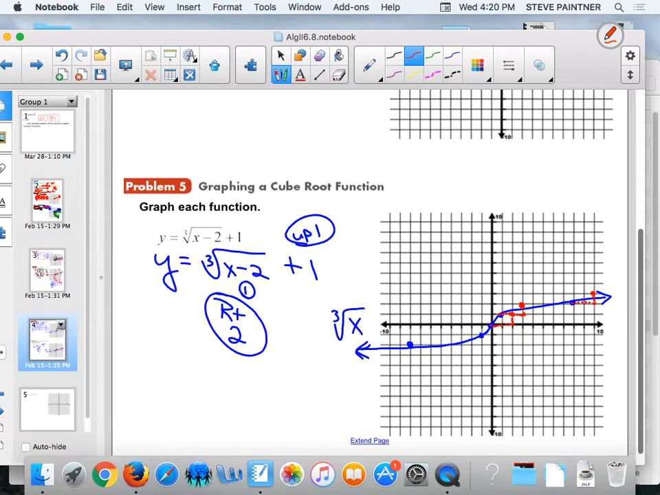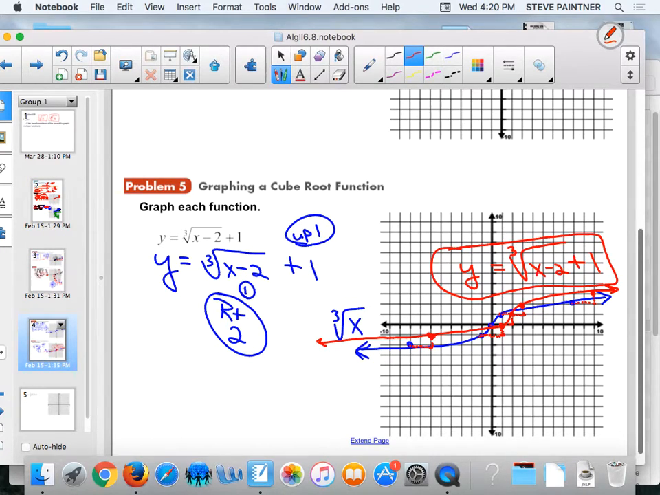Now I gotta go down here. Right 2, up 1. And then this last one way down here, over here, this is right 2, up 1. So it goes this way, it hits this point, then this point, then this point, then that point, and there it goes. And of course this way it continually drops. So the red function is the cube root of x minus 2, plus 1, equals y.